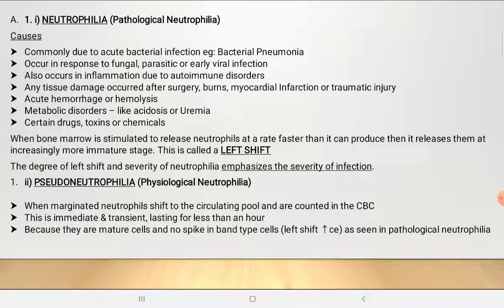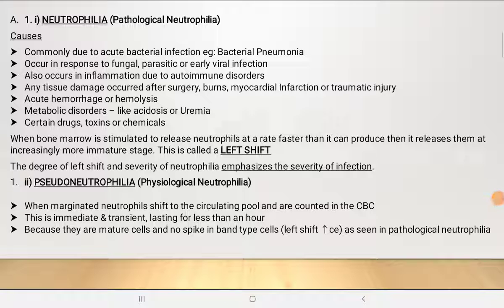So, when an infection or any pathology happens, the bone marrow is stimulated to release an increased amount of neutrophils at a faster rate, and this causes the release of them in a more immature stage, which is called the left shift. And when you understand this left shift, the degree of left shift and severity of neutrophilia emphasizes the severity of the infection.